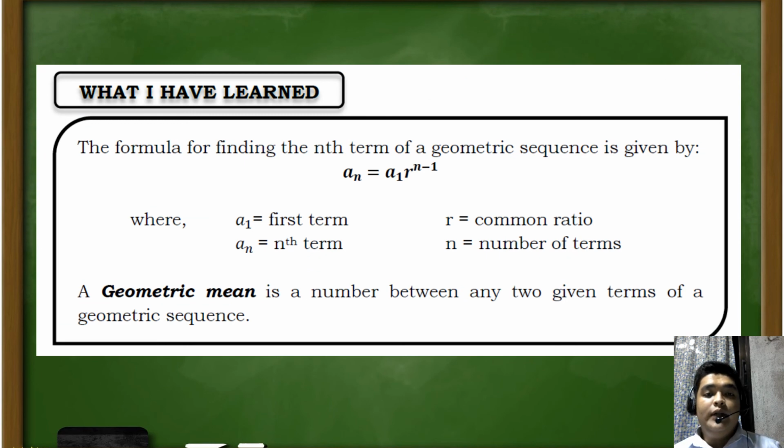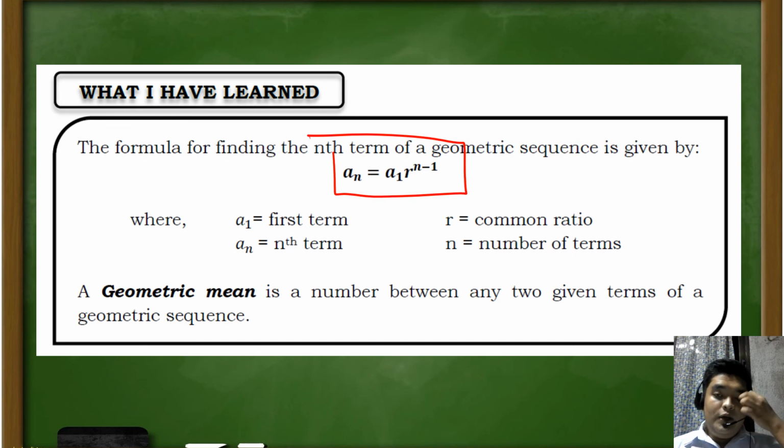What we have learned now: the formula for finding the nth term of a geometric sequence is given by a sub n equals a sub 1 r to the power of n minus 1, where a sub 1 is the first term, a sub n is the nth term, r is the common ratio, and n is the number of terms. A geometric mean is a number between any two given terms of a geometric sequence.